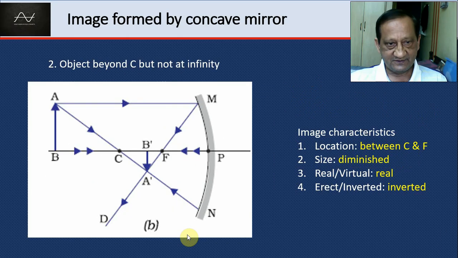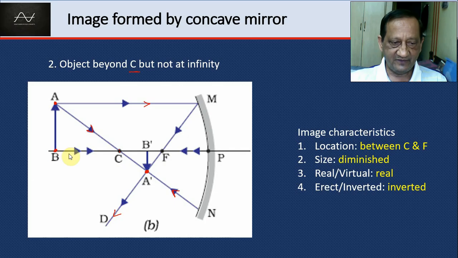Let's bring it closer. It is not at infinity, but it is beyond the center of curvature. That is the location. Now, from A, I take two rays. One is parallel to the principal axis. It will pass through the focal point and go away like this. Second ray I'm taking going through the center, so it will retrace its path. So the point of intersection of those two rays is this. Image of A is at A dashed.